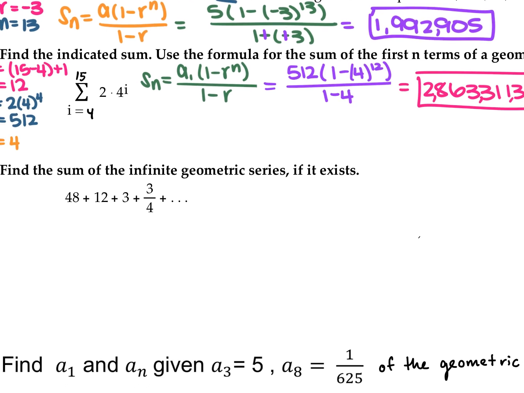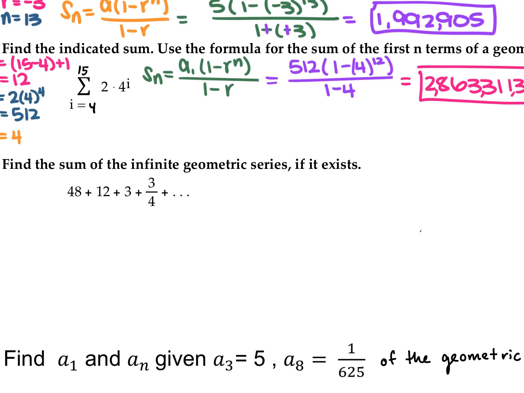For number 10, we're finding the sum of the infinite geometric sequence. We know it's infinite because it's got that dot, dot, dot. Another thing that would tell you is the infinity symbol. First thing we're going to do is find a sub 1 and r. A sub 1 is the 48. If you multiply the 48 by 1/4, it gives you the 12. 12 times 1/4 is 3. 3 times 1/4 is 3/4.